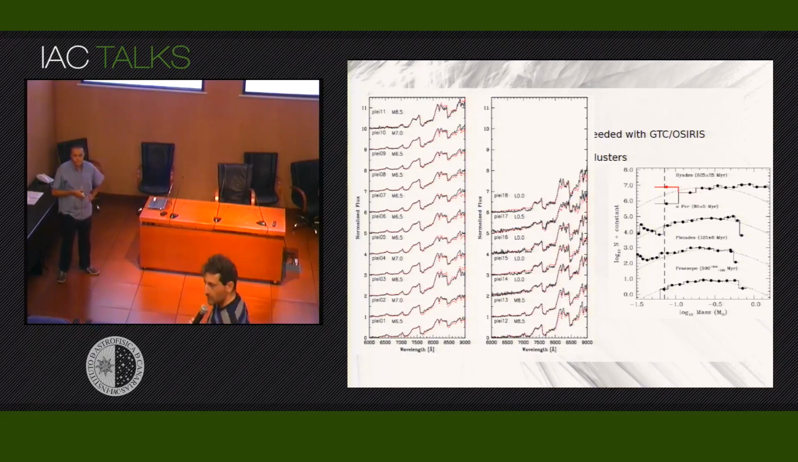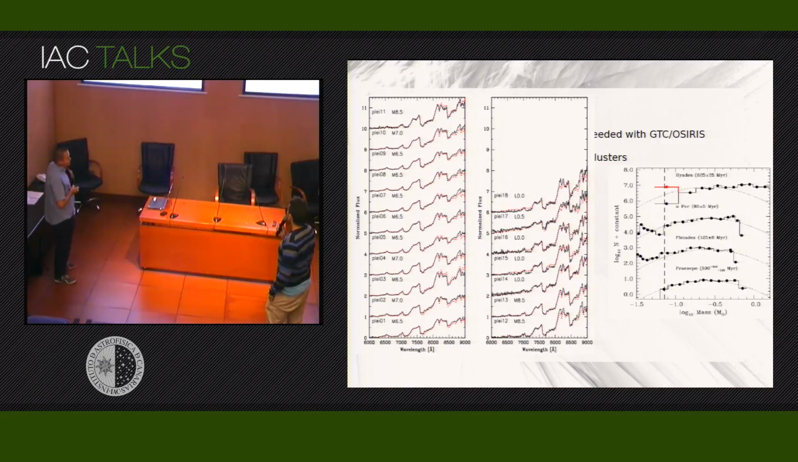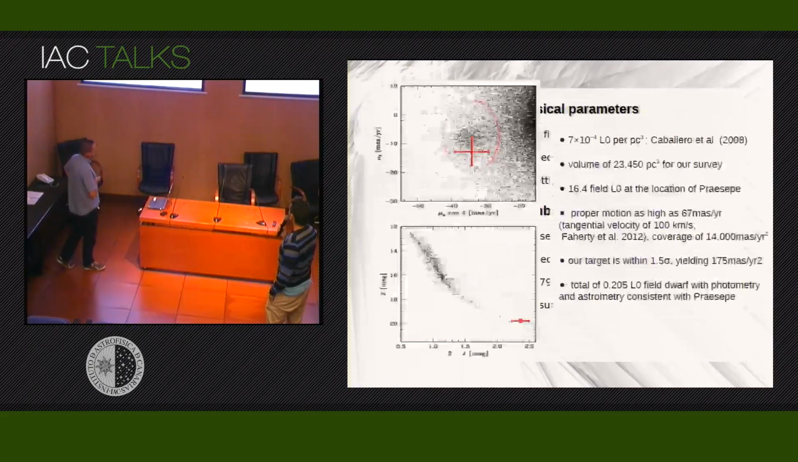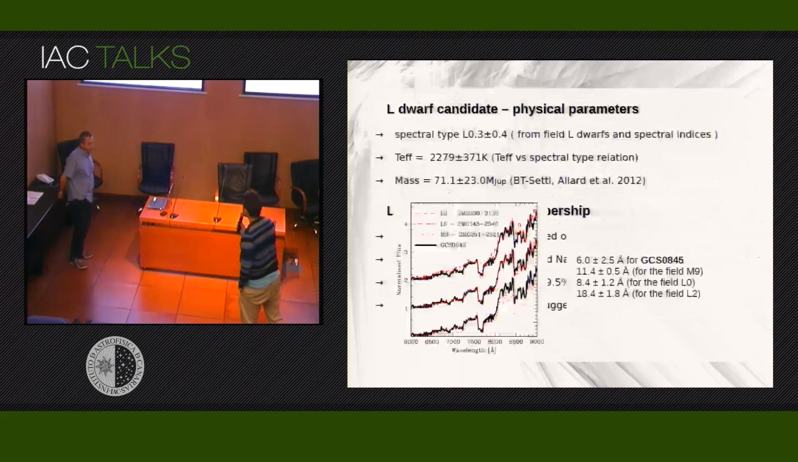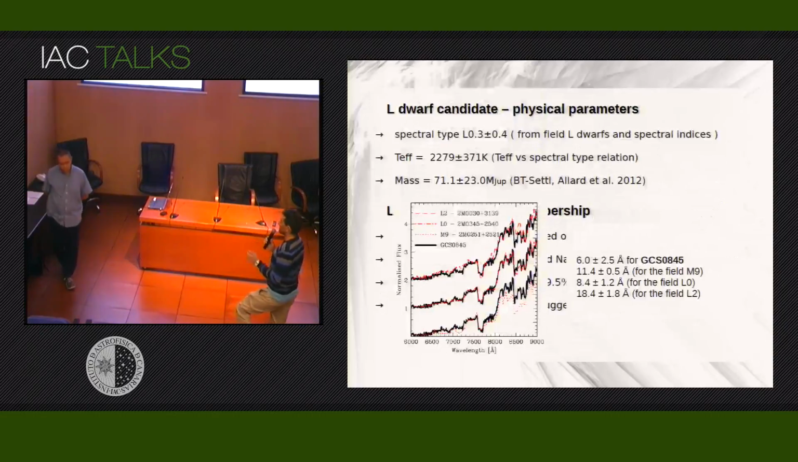More questions? Well, if not, I would like to make a comment. It's about the sodium line of this object. If the age of Praesepe is really 600 million years, I didn't expect a very strong difference between field dwarfs and L dwarfs in Praesepe. But this difference is real. Maybe it could indicate that the age of Praesepe could be slightly lower, let's say 300 million years or something like that.